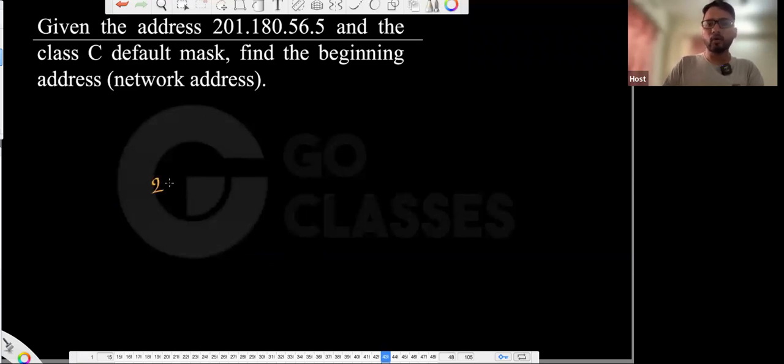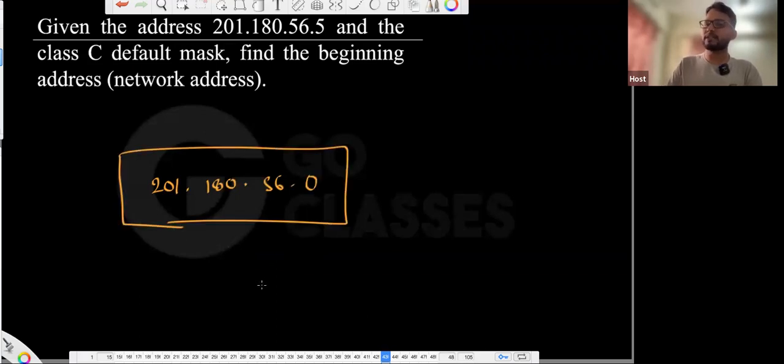For class C, what will be the first address or network address? It is 201.180.56.0. Why is that the case? Because it is class C, so the first 3 bytes are fixed and you can only change the last byte. That is why it is .0.